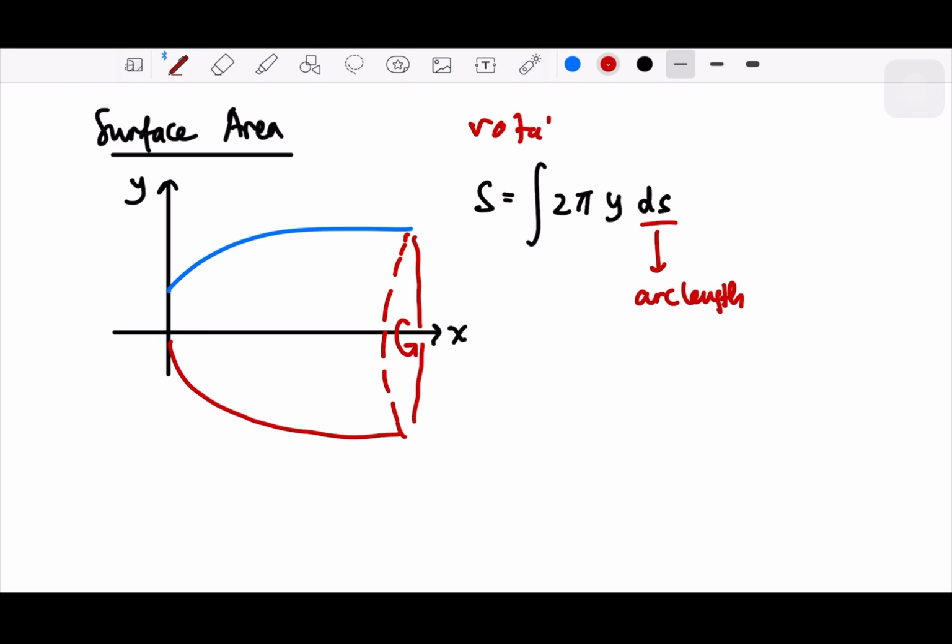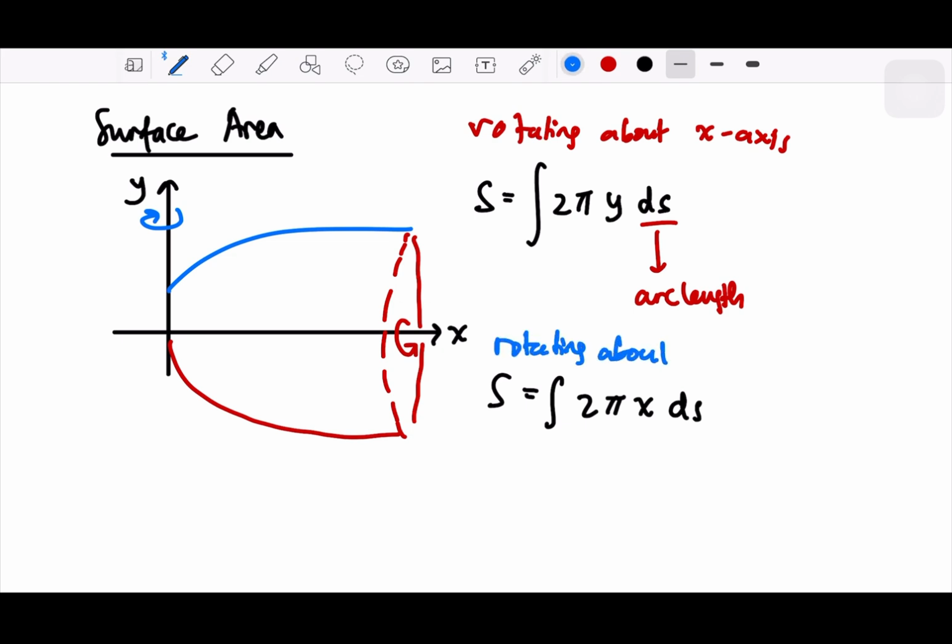This is rotating about the x-axis. If it is rotating about the y-axis, then we have 2 pi x ds. This is rotating about the y-axis, and this is the same arc length. So basically, the arc length that you have, we can put into our equation here. So it can be in terms of dy dx, right? And this is still calculus 1.